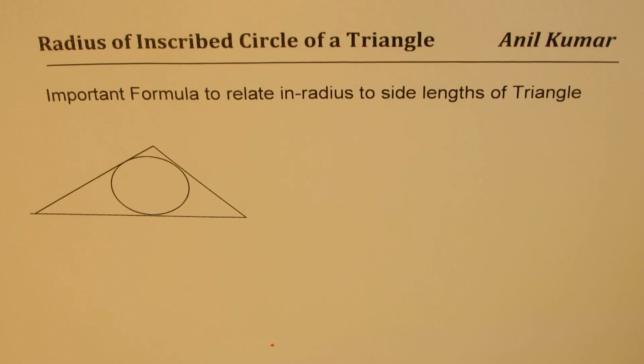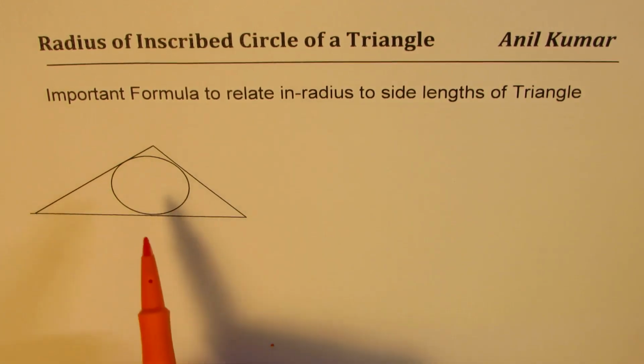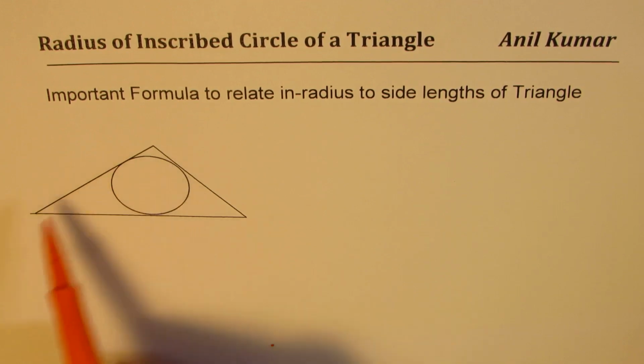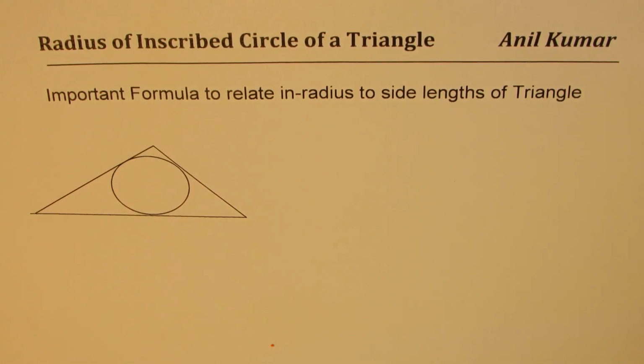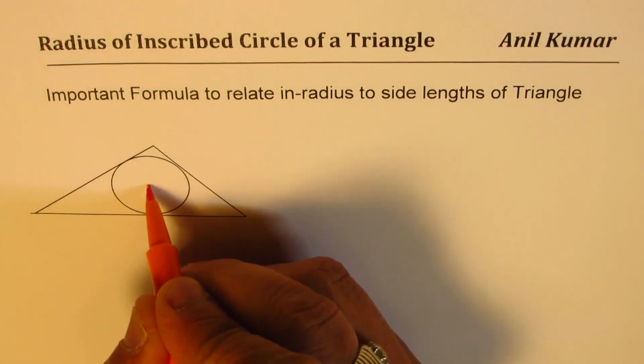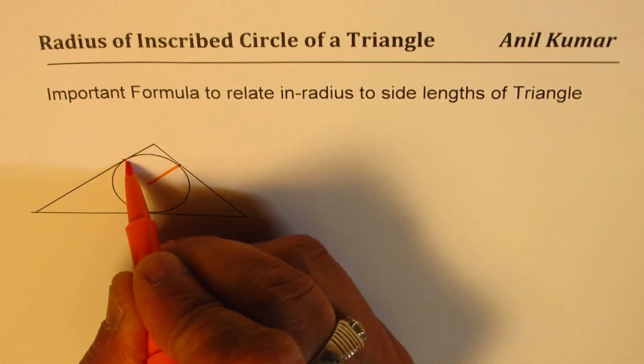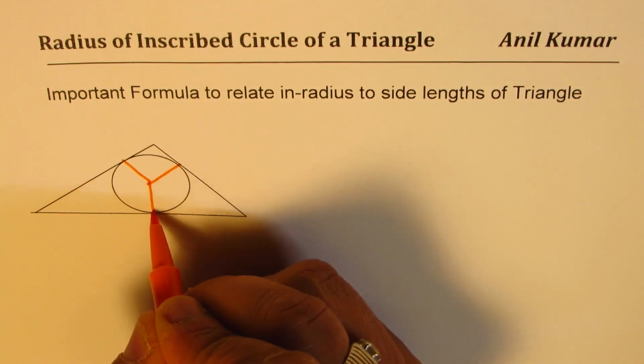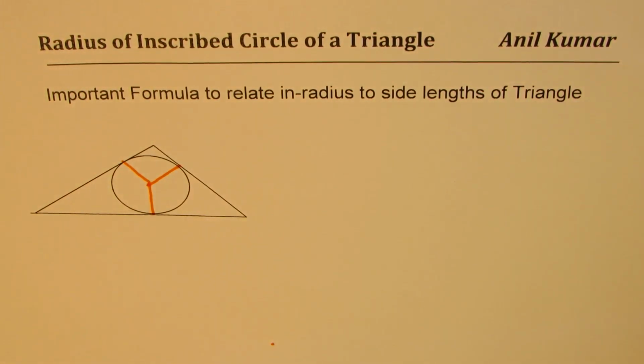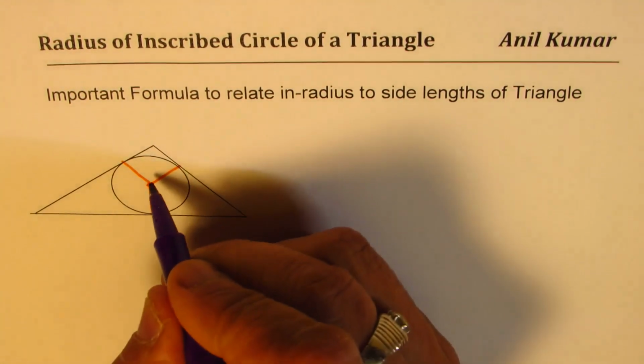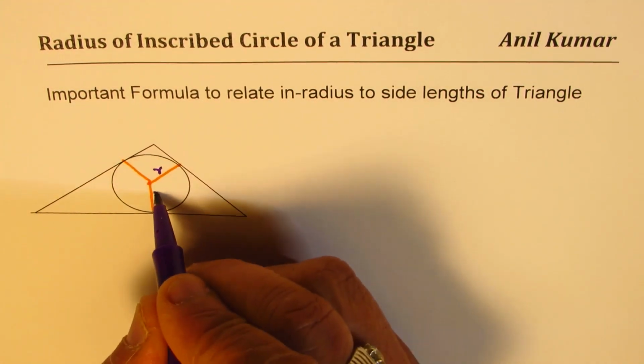Here we are going to describe and derive a formula between the inradius and the sides of the triangle. When I say inradius, that means we have a circle inscribed in a triangle, and the inradius is the radius of this inscribed circle. That is the radius we are talking about. We want to relate this radius with the sides of the triangle.